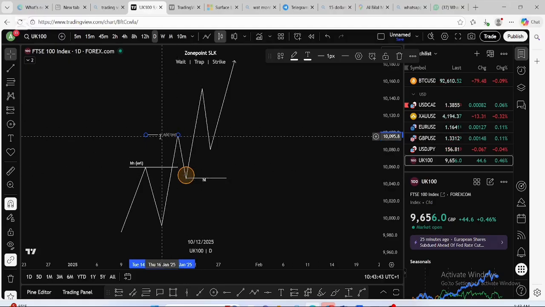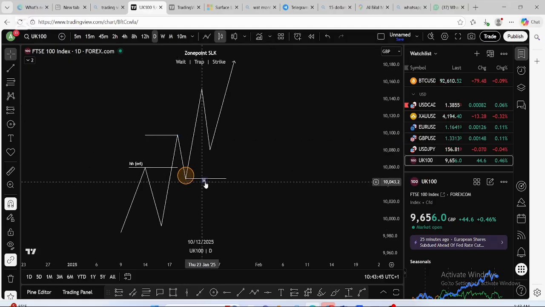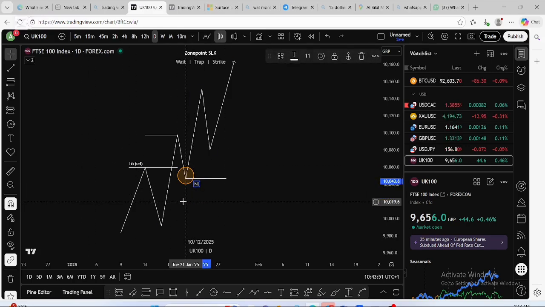So this leg here that caused this break of structure to the upside, this leg that caused this break of structure is called what? Higher low. And the higher low is called what? Internal range liquidity.